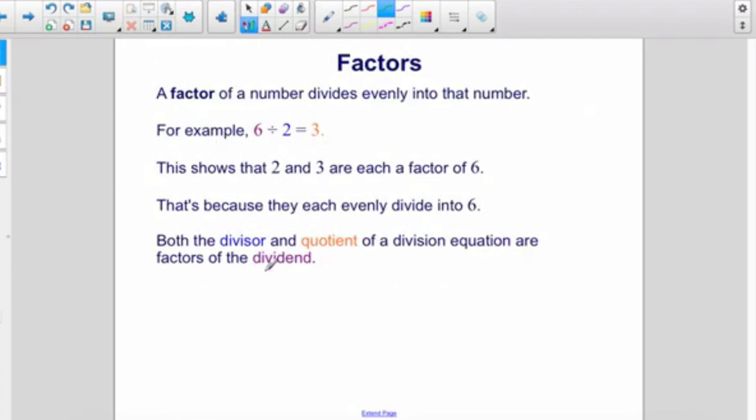A factor of a number divides evenly into that number. For example, 6 divided by 2 is 3. This shows that both 2 and 3 are factors of 6. And that's because they each evenly divide into 6. Both the divisor and quotient of a division equation are factors of the dividend.